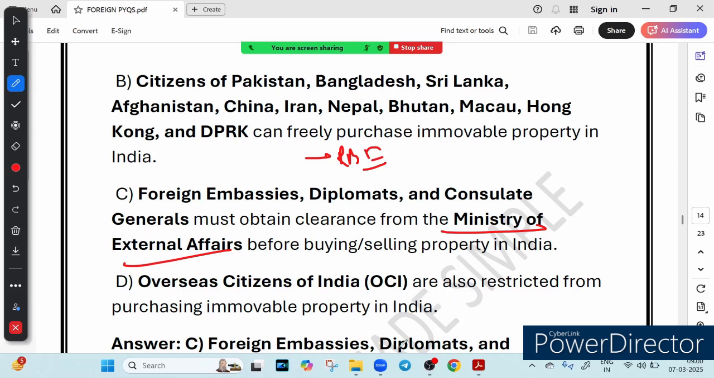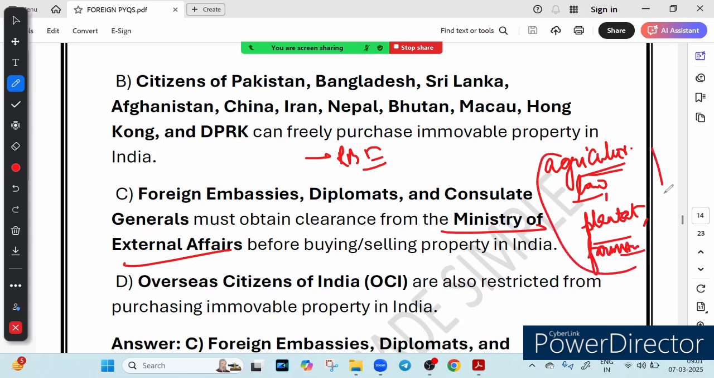And option D says that OCIs are also restricted from purchasing immovable property in India. This option is incorrect, because OCIs are allowed to purchase immovable property in India except for agricultural land. So you must know some exceptions: they can't buy agricultural land, right? Or we can say plantation property. Suppose some plantation property is there, they can't buy that either, or a farmhouse. So these are the three restrictions for OCIs. But the rest of the immovable property they can buy, right?